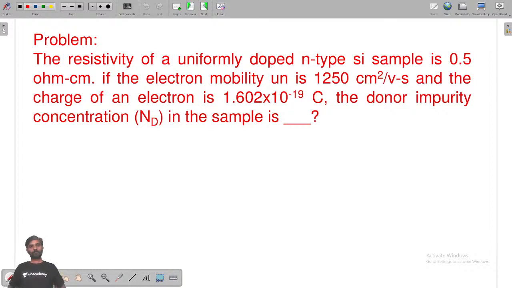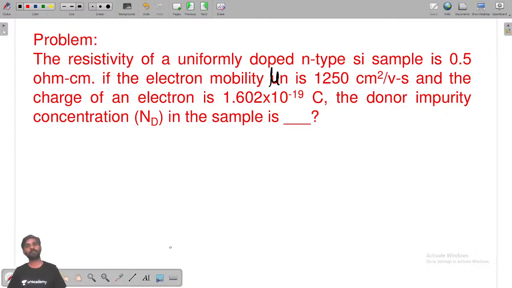Next problem. The resistivity of a uniformly doped n-type silicon sample is 0.5 ohm centimeter. If the electron mobility mu n is 1250 centimeter square per volt second, and the charge of the electron is 1.602 into 10 to the power of minus 19, what is the donor impurity concentration Nd of the sample?